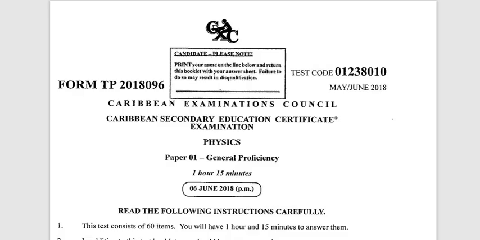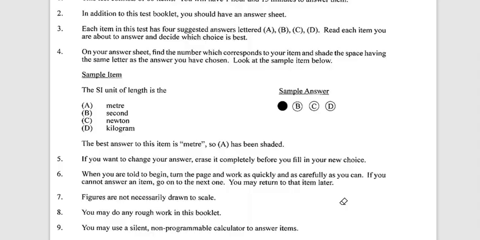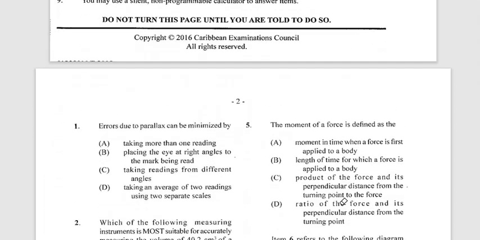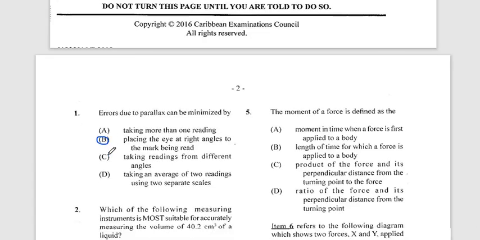CSEC Physics Paper 1, June 2018. Let us begin. Errors due to parallax can be minimized by B. Placing the eye at right angles to the mark being read.